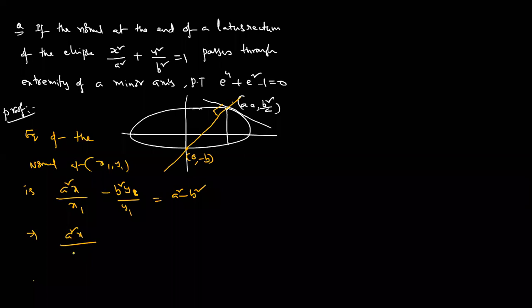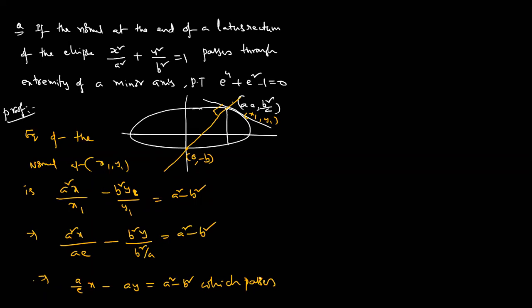a square by ae minus... x1, y1 means ae comma b square by a. What is the result that is coming? Anyone? A cancels, that means a by e x minus a y is equal to a square minus b square.